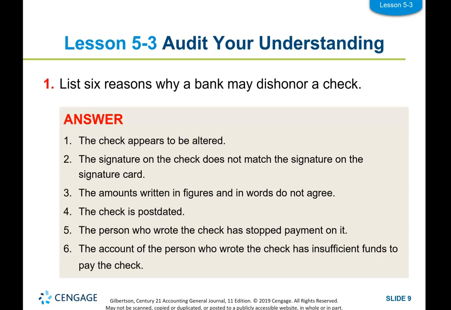The check is post-dated, meaning that the date on the check reads like December 5th, and today's November 5th. It's like, well, we can't cash this. It's dated in the future. The person who wrote the check has stopped payment on it. I think that's obvious, right? And then the account of the person who wrote the check has insufficient funds to pay the check. The most common is insufficient funds, right?